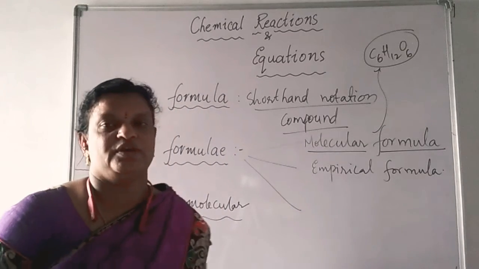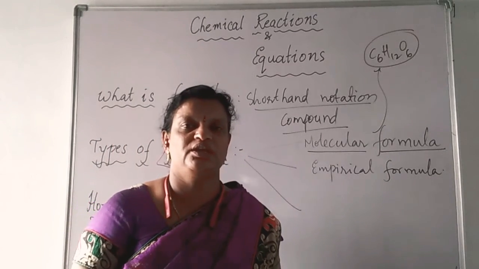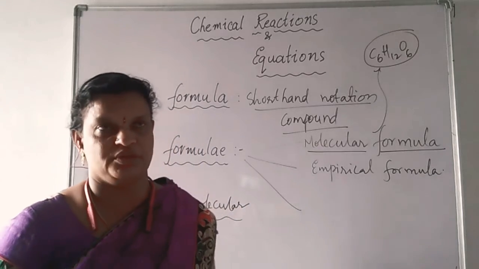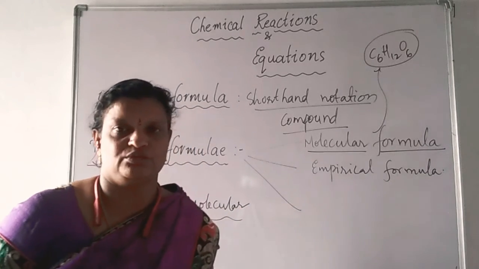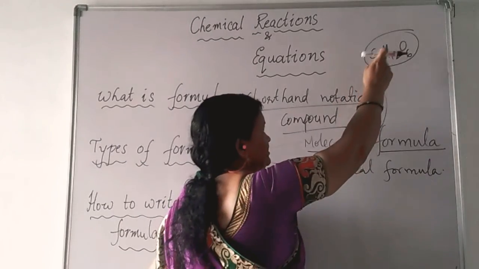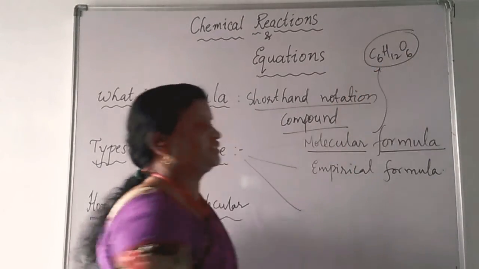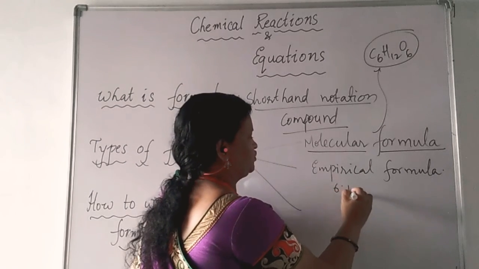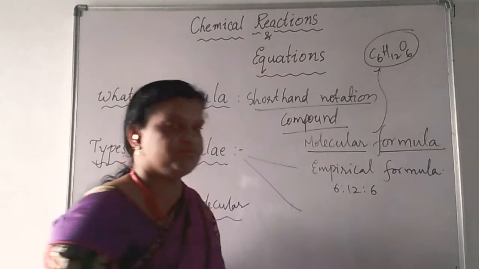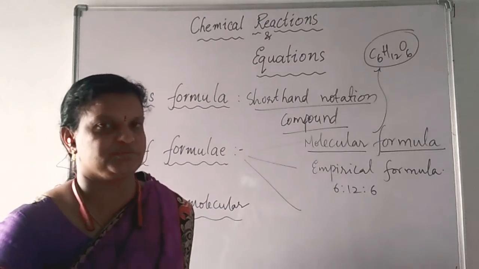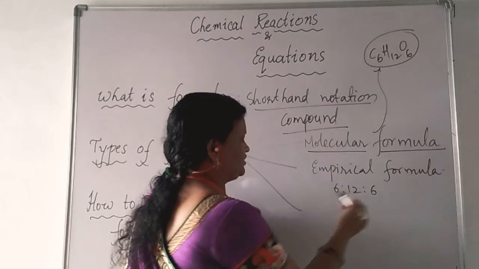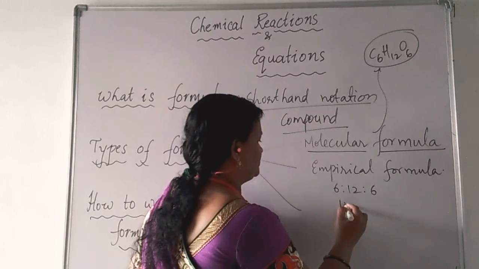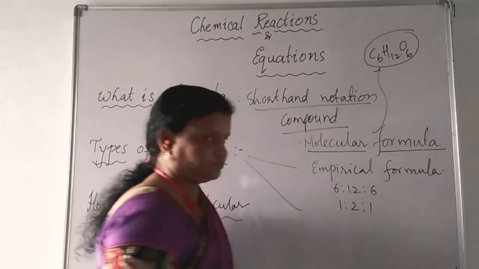Coming to empirical formula, it will show us only the simplest ratio of the elements present in the compound. Now, what is a simple ratio? Here we have 6 carbons, 12 hydrogens and 6 oxygens. If you want to see the ratio, 6 is to 12 is to 6. This is not the simple ratio. Still, we can make it simple. How can we make it simple? With 6, all these are divisible. So we can write the ratio as 1 is to 2 is to 1.